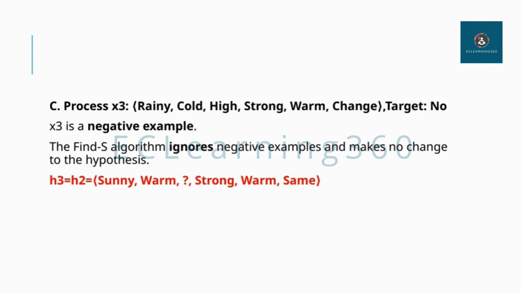This highlights a key point. The Find-S algorithm is designed to only generalize from positive data, which makes it simple but also somewhat limited because it doesn't explicitly account for negative information. Understanding this helps us see how the algorithm's assumptions influence its behavior, especially in real-world scenarios where negative examples are just as important as positive ones for shaping accurate hypotheses.